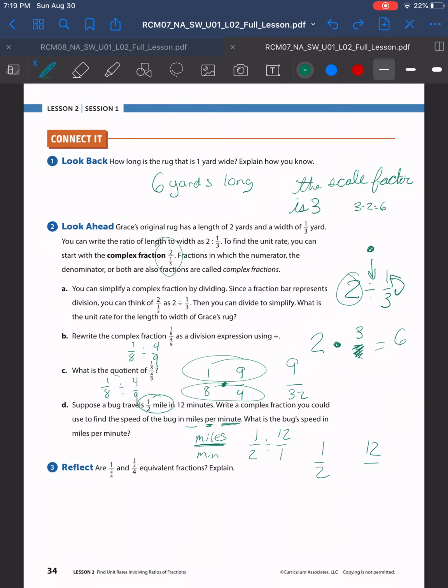Oops, I forgot to flip it. Gotta flip it. So now it's 1/12, and now we can multiply. 1 times 1 is 1. 12 times 2 is 24. Ooh, I got 1/24 miles per minute. 1/24 miles per minute. What does per mean? Oh yeah, that's right. Divide! Okay.